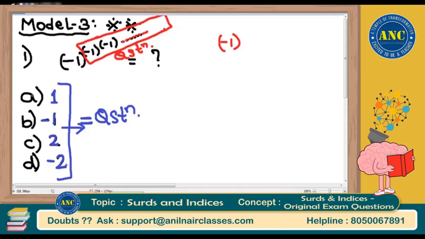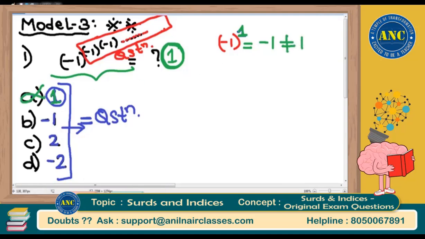Now I will pick up the first option, for example. I will substitute it in place of this entire power as 1. And remember, the 1 I substituted should also be the answer for the entire value. Think logically. Minus 1 power 1 is minus 1, but I assumed 1. They are not equal. The first option cannot be the right answer.